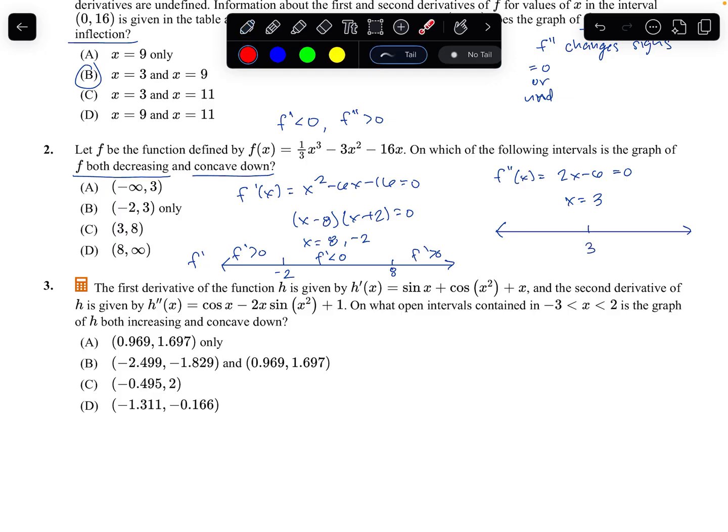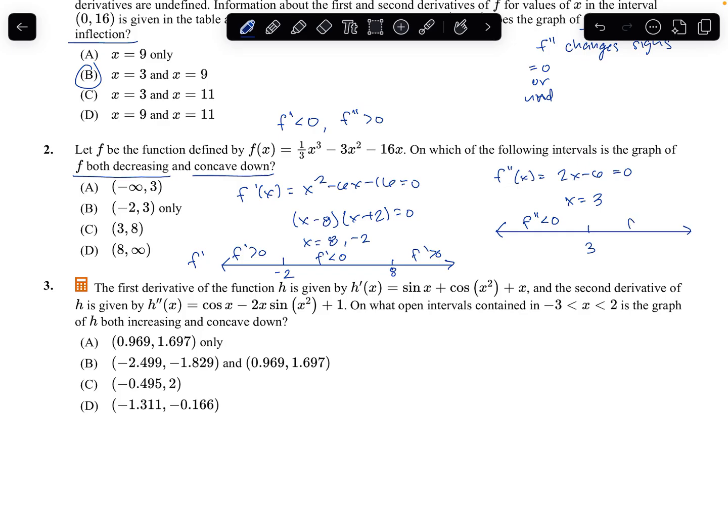If we use values less than 3 here, something like 0, then this is going to be -6. So I can tell you that it's going to be concave down, so f double prime is going to be less than 0. And if you use values something like 4, that's going to be 8 minus 6, so it's going to be positive, so f double prime is going to be greater than 0. So concave up when x is greater than 3, and it's going to be decreasing between -2 and 8, so that's got to be between 3 and 8.